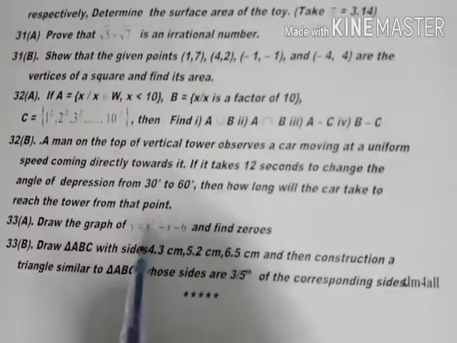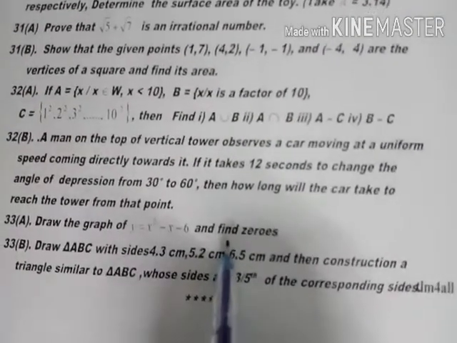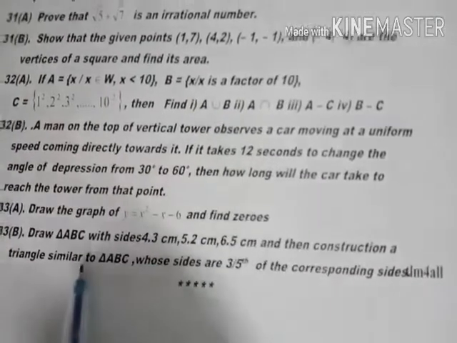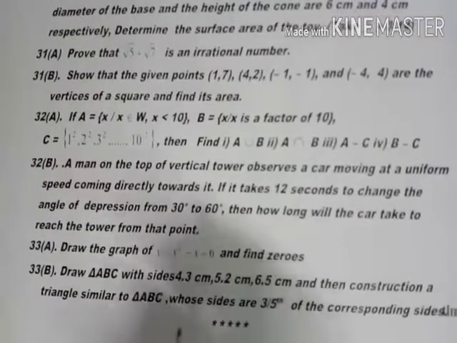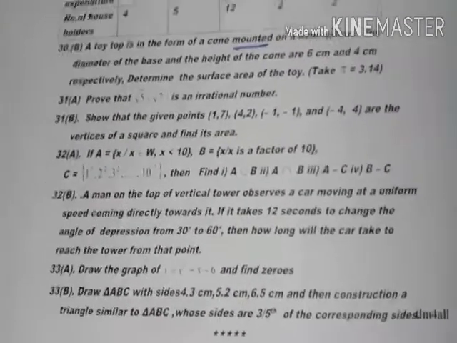33A is from chapter 3. 33B is from similar triangles. This is the pattern which was given by the guess model paper.